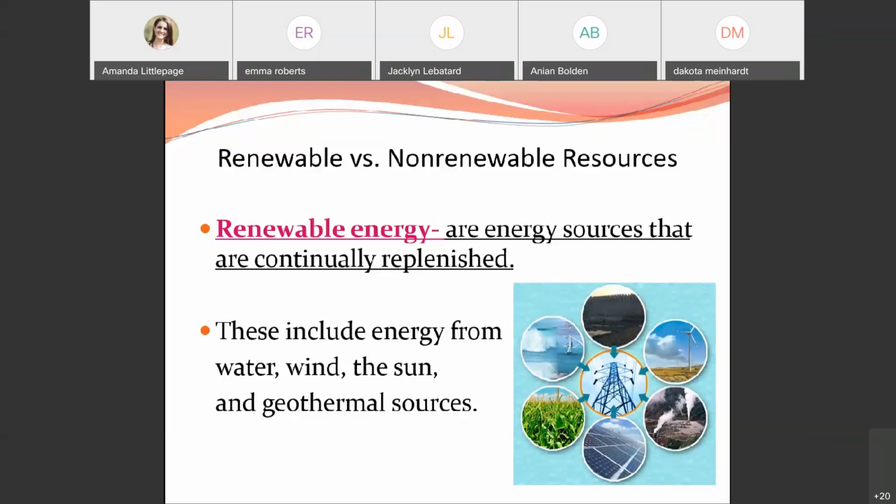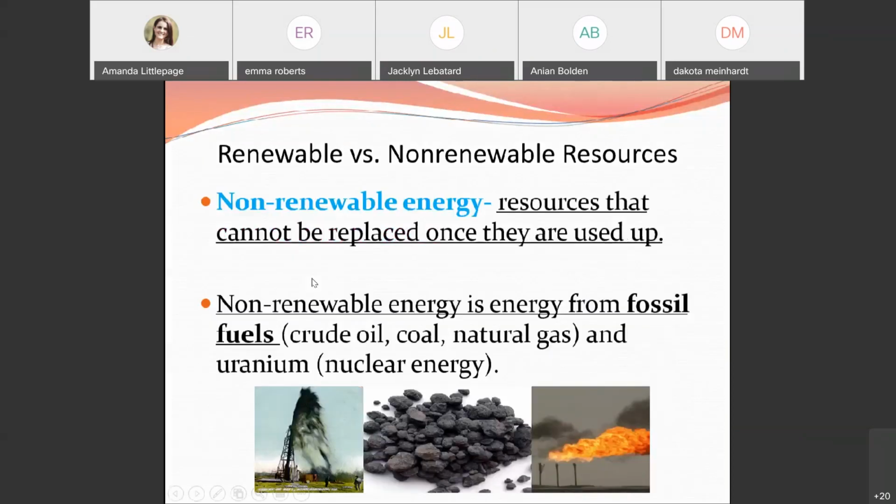Of course, that's very different compared to what we call non-renewable. And this is the primary source of energy that humans on a global scale use. So non-renewable sources are those that cannot be replaced. Once they are gone, they are gone. So non-renewable sources come from fossil fuels. So this is oil, coal, natural gas, and even some material used for nuclear energy like uranium.